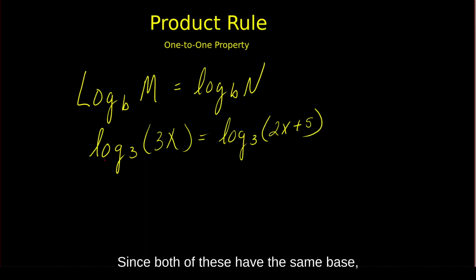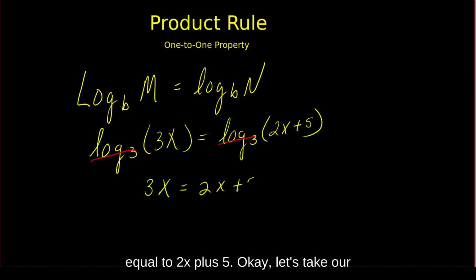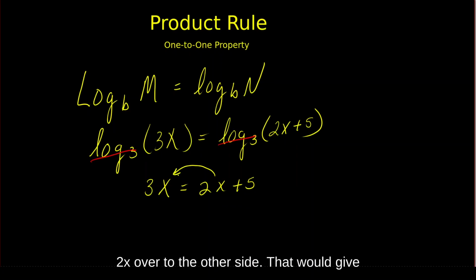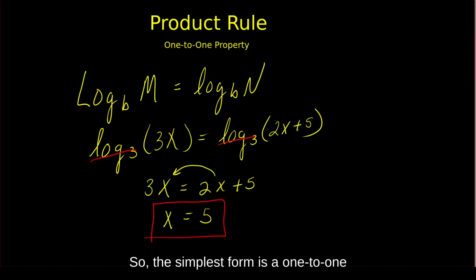Since both of these have the same base, I can cancel out the log base 3's, and I can rewrite it as 3x is equal to 2x plus 5. Let's take our 2x over to the other side. So that would give us x equals 5. So the simplest form is the one-to-one property when everything has the same base.